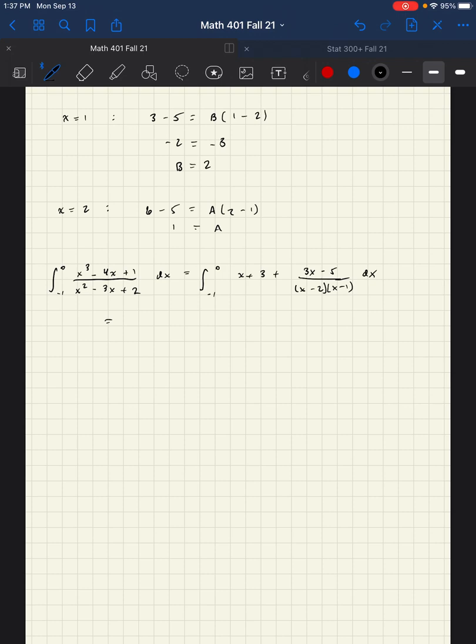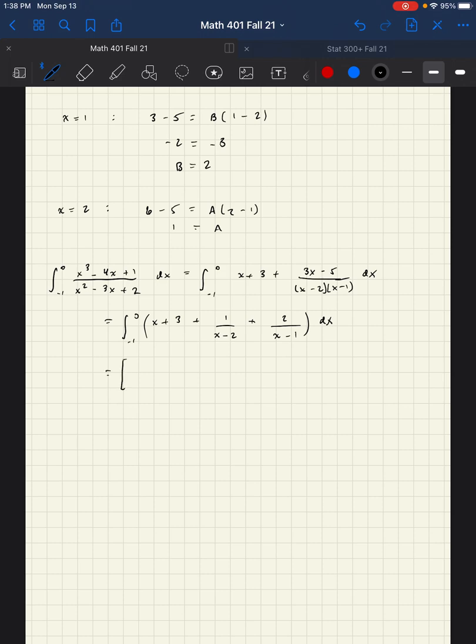Next, by performing the partial fraction decomposition, we have x plus 3 plus, and now we're going to split it up into the 2 terms here. So A, which is 1 over x minus 2, plus 2 over x minus 1 dx. That polynomial division turns it completely into something very manageable. 4 distinct terms, but they're not bad. And we know how to integrate those.